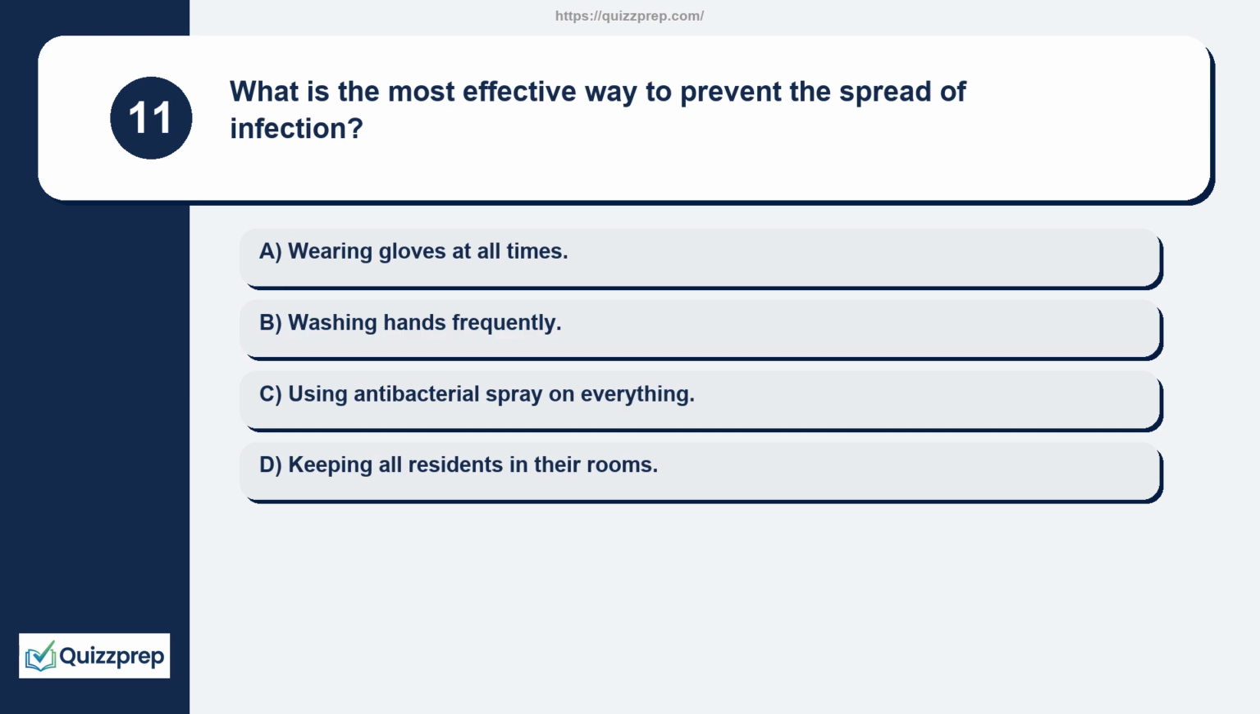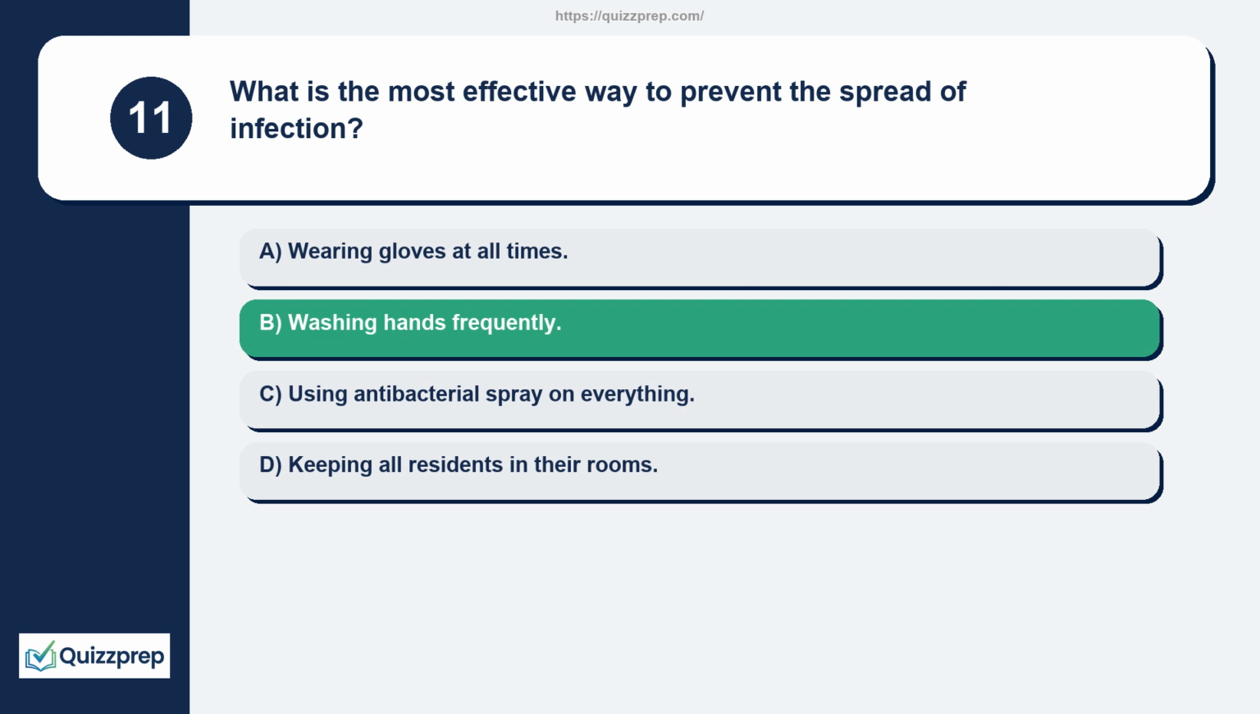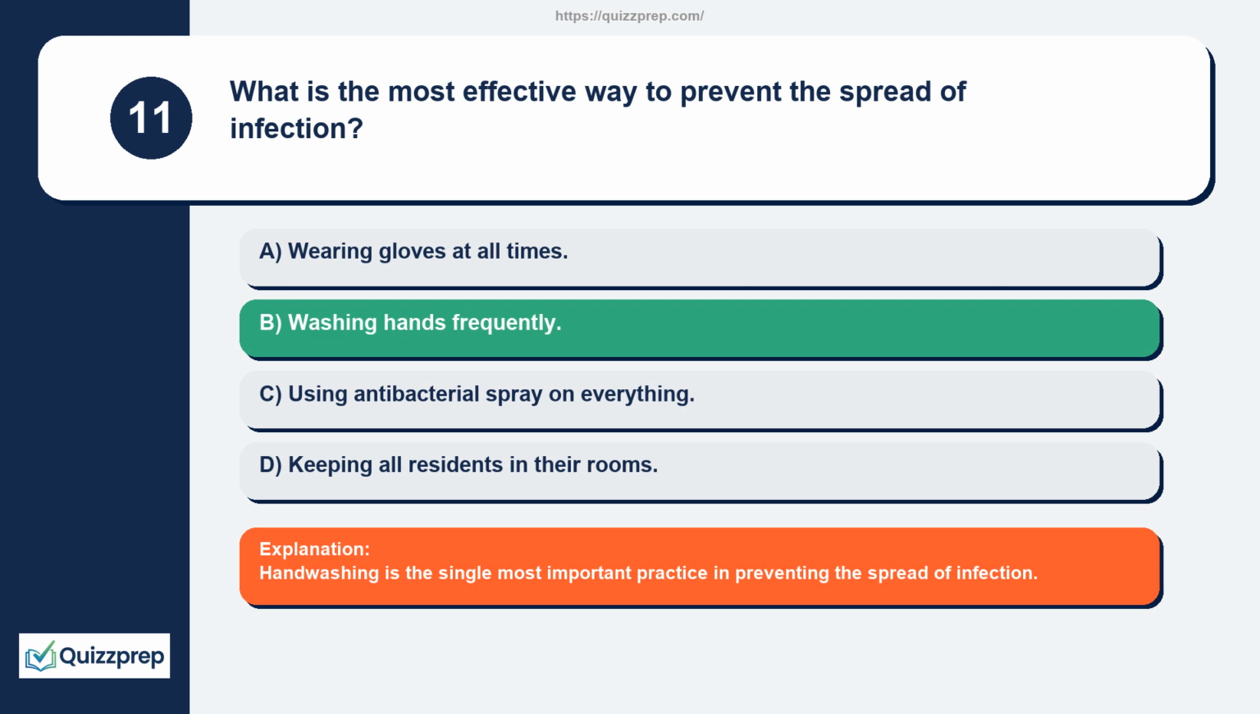Question 11. What is the most effective way to prevent the spread of infection? Wearing gloves at all times. Washing hands frequently. Using antibacterial spray on everything. Keeping all residents in their rooms. Hand washing is the single most important practice in preventing the spread of infection.